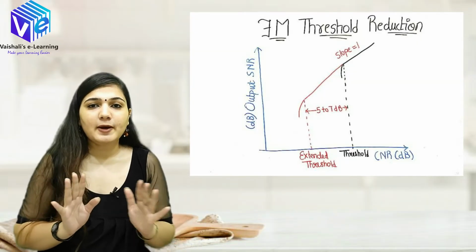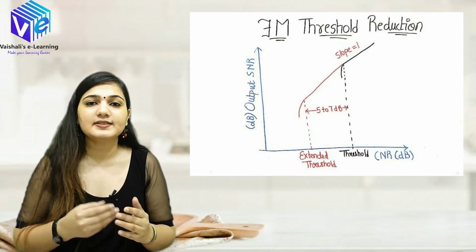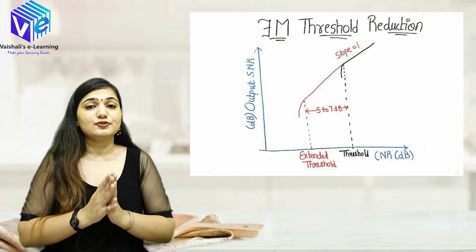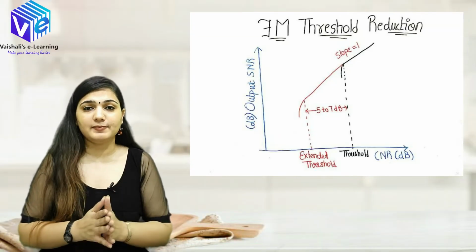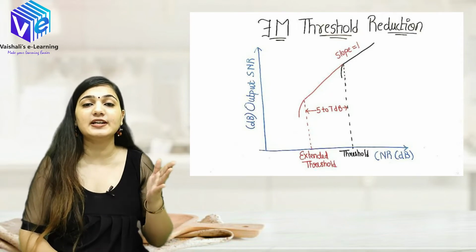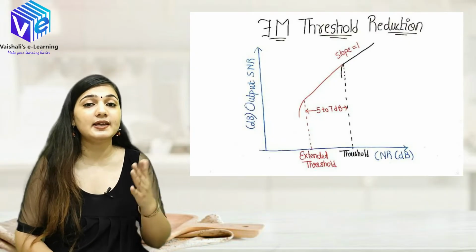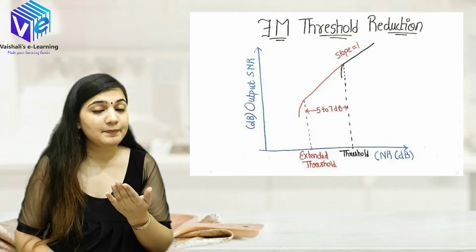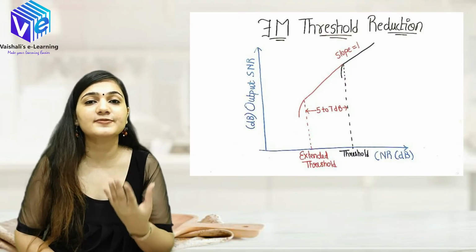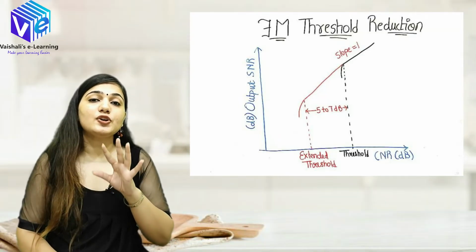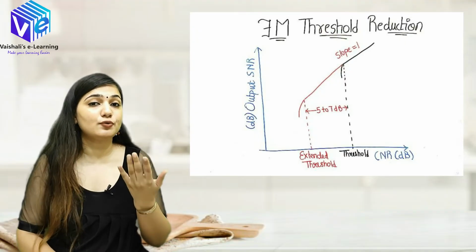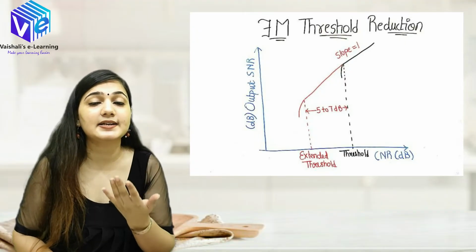I have already talked about the PLL demodulator, so I will not discuss it again. I hope you have seen my previous video on the PLL demodulator. Now, FMFB can extend the threshold by 5 dB to 7 dB. You can see that previously the threshold was at this level. At this level the threshold was occurring and the click sound or sputtering sound was there. But because of FMFB, the threshold has extended. I have shown in the graph where the extended threshold is.